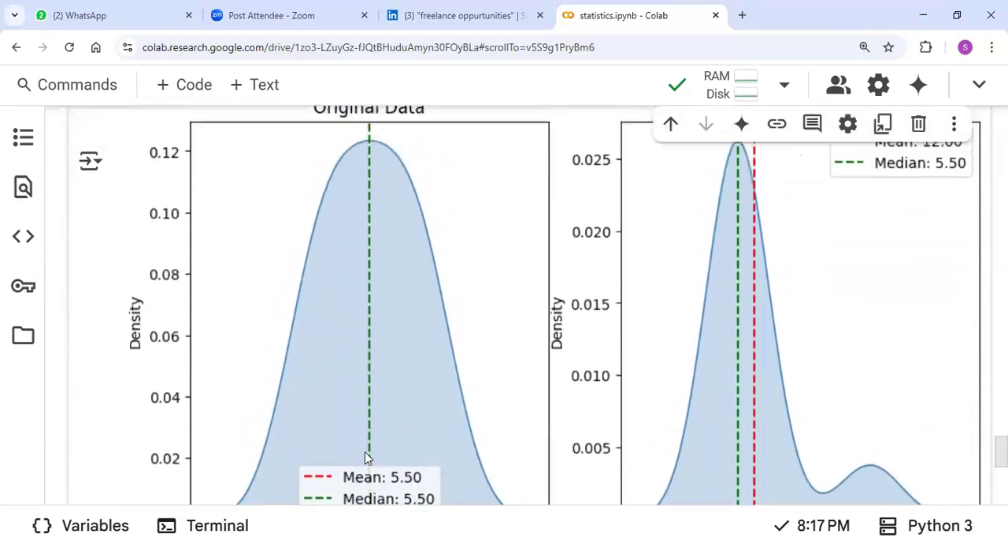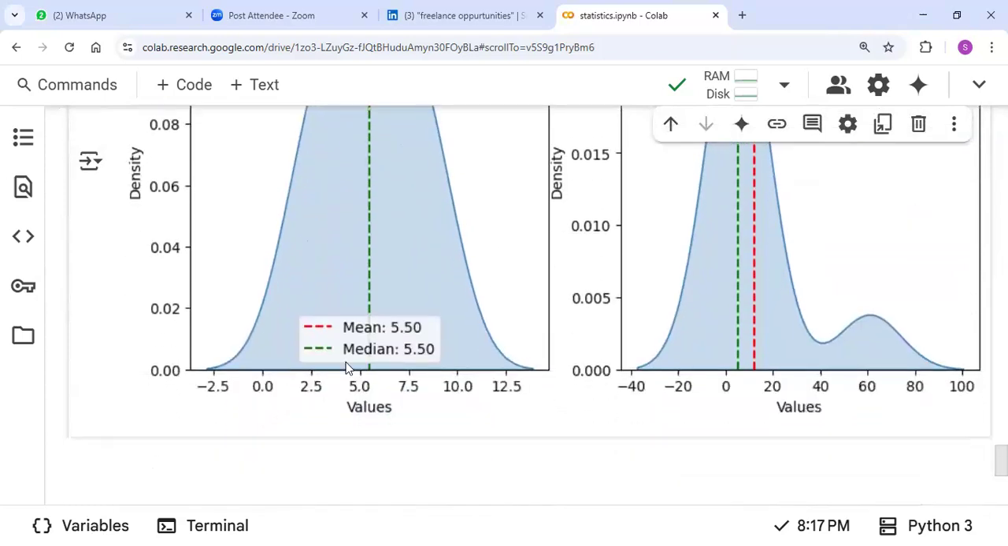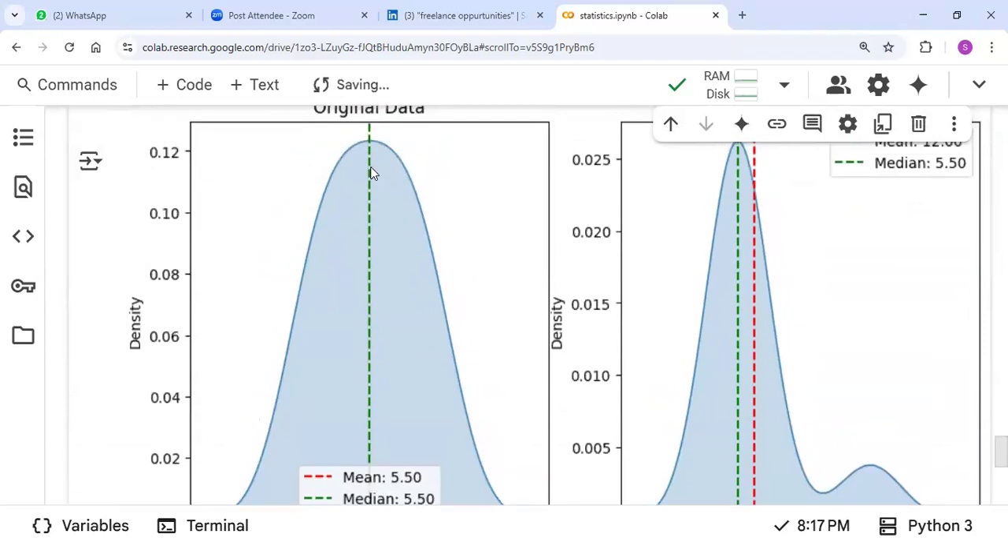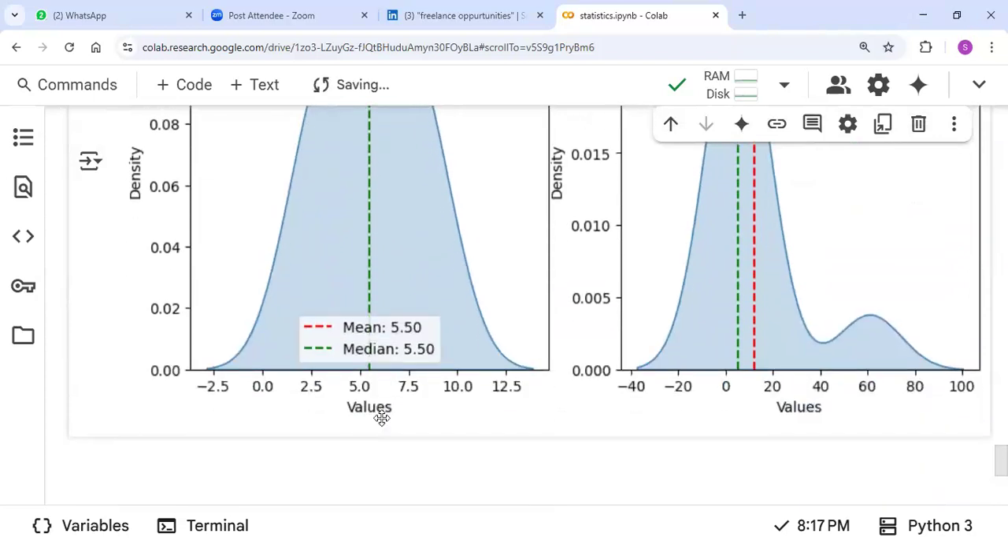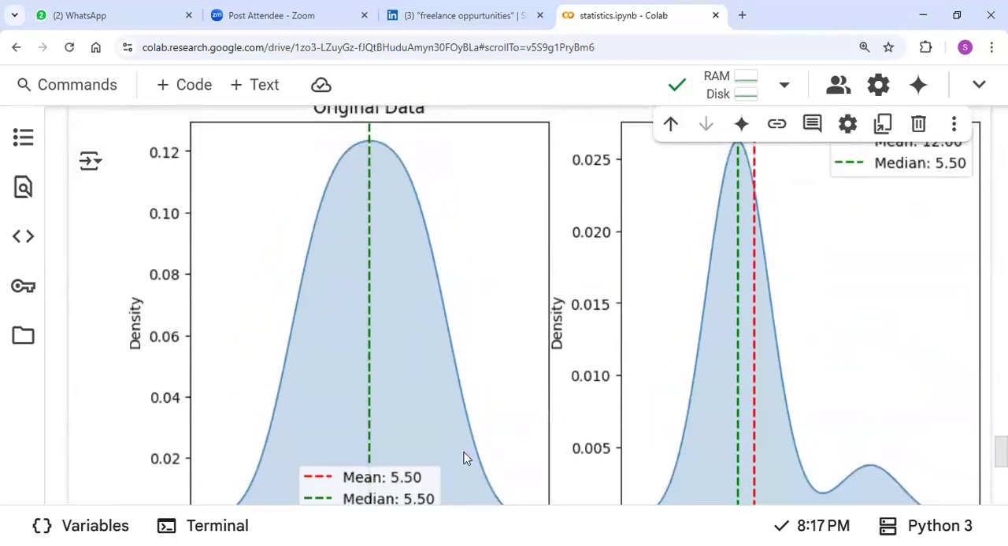As I said already, the original data consists of a similar range of data. That's why both the points have fallen here. Since the green color is dominating the red, we cannot see the red color. Red is also present on the same line, so mean and median fall on the same line. This type of distribution is called a normal distribution.